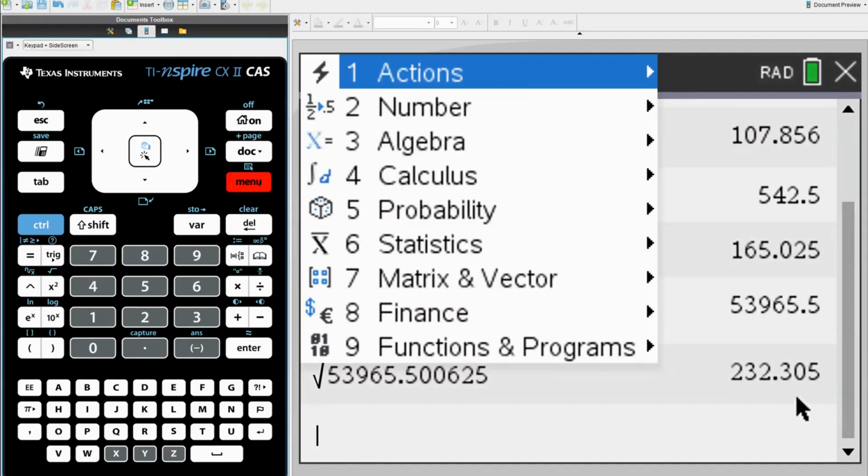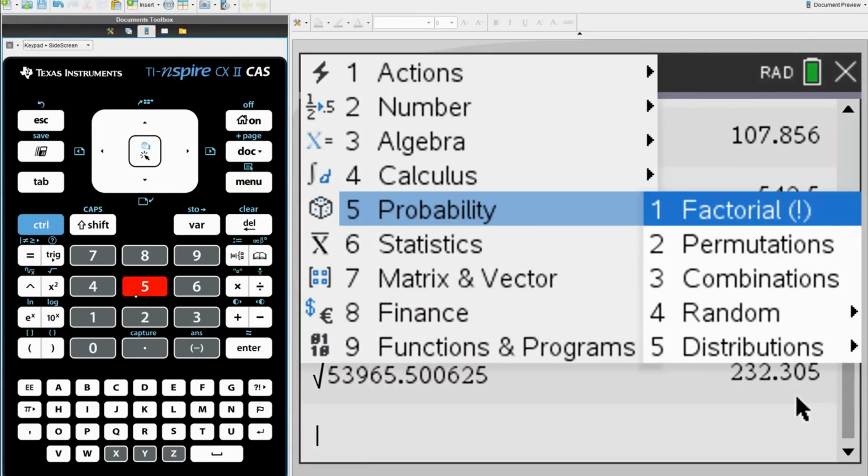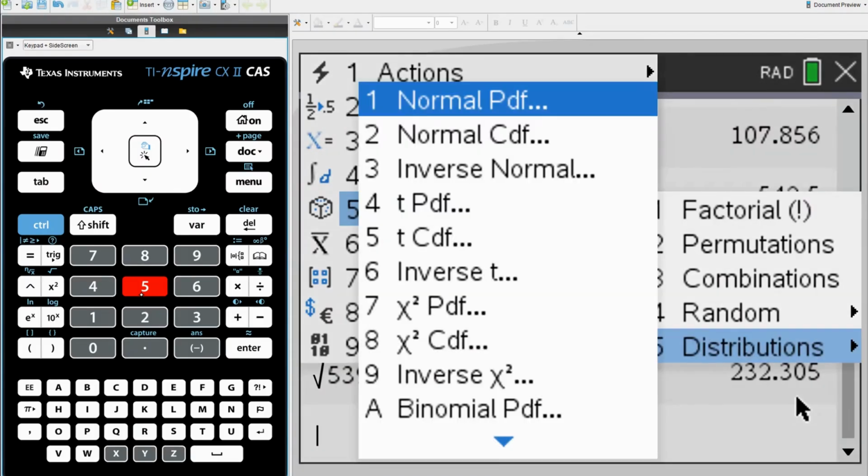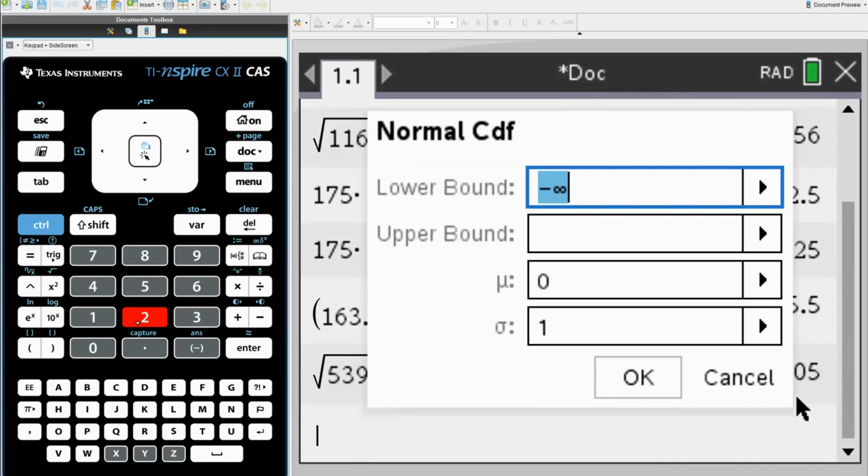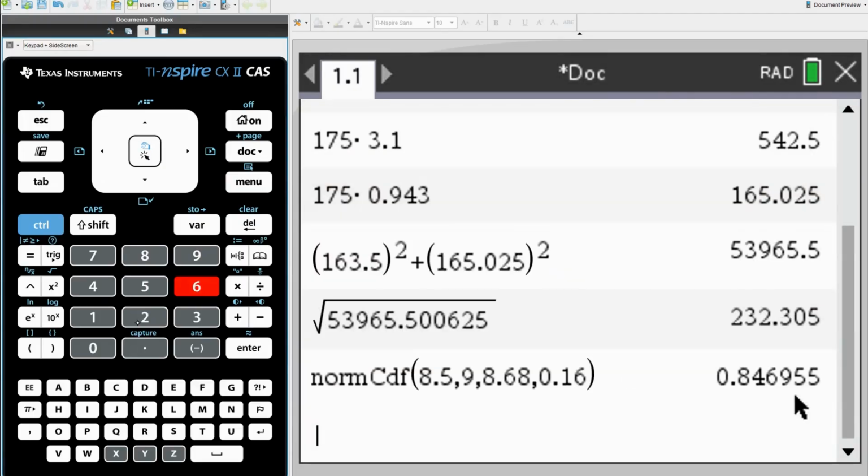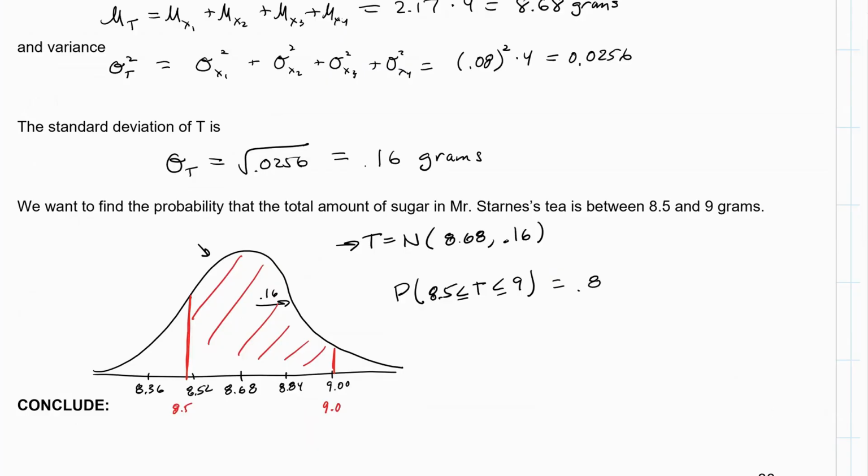We go menu, probability, distributions, and this is going to be a normal CDF with the lower bound being 8.5, the upper bound being 9, coming from a distribution whose mean is 8.68 and whose standard deviation is 0.16. And we let that fly. So it looks like 0.847 rounding up. This is 0.847.